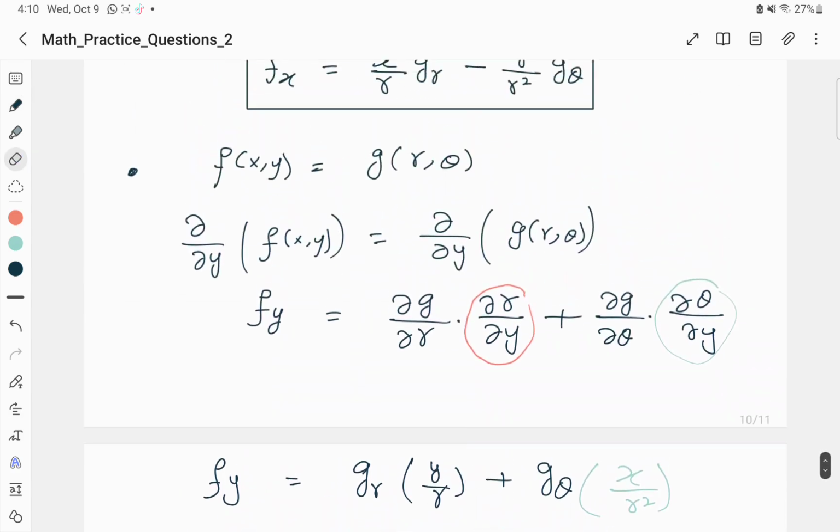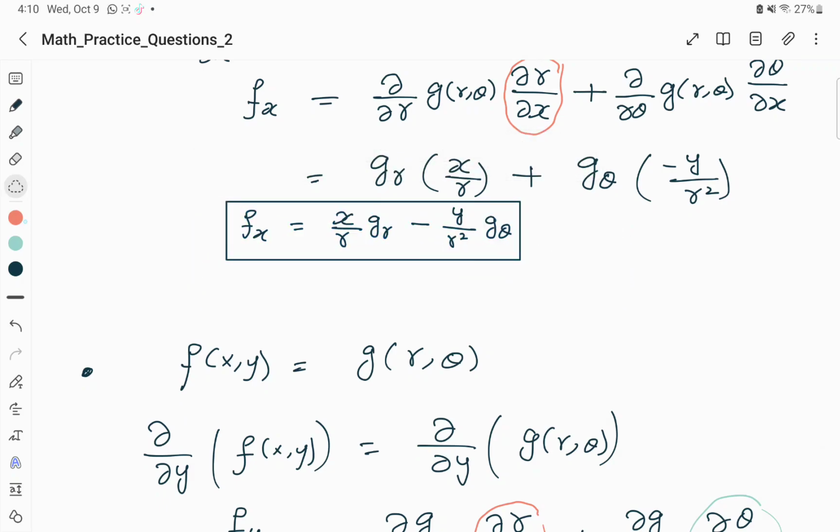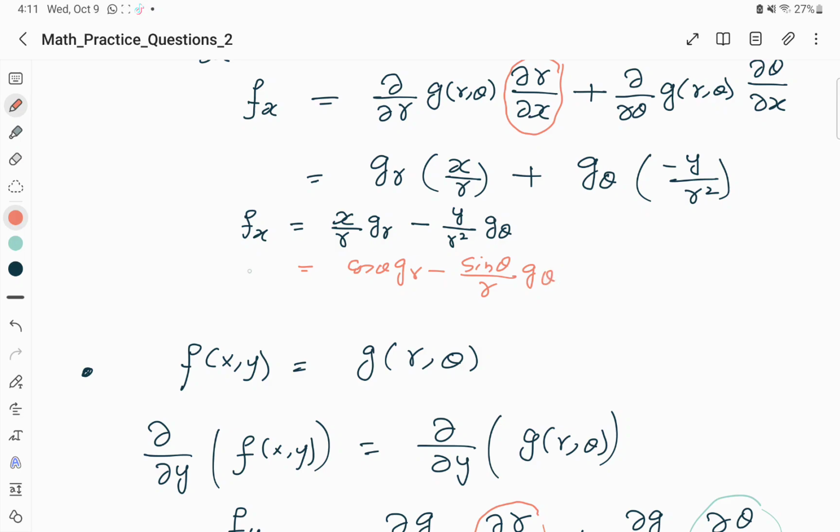The same thing we did apply in the derivative of fx. So if I want to write that in terms of the required expression, x will be equal to r cos theta, so r will be cancelled, it will be just cos theta g_r. Negative y will be equal to r sine theta, so r will be cancelled, it will be negative sine theta over r g_theta. And this will be the derivative of f with respect to x in terms of r, theta and the partial derivatives of g. That is the required form.